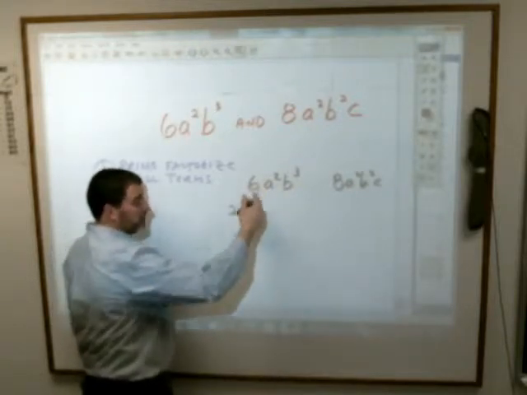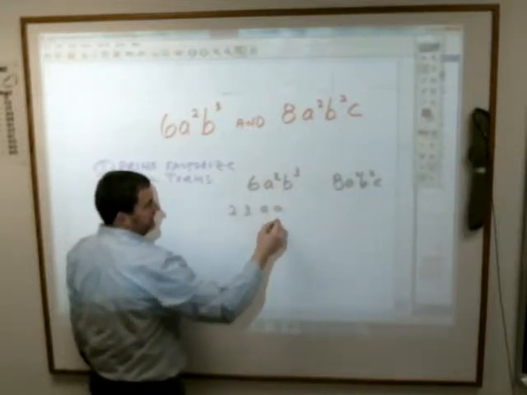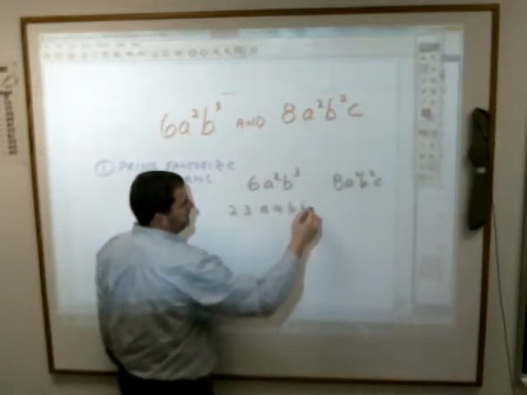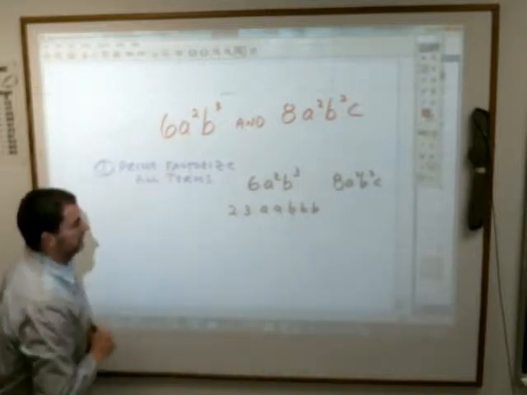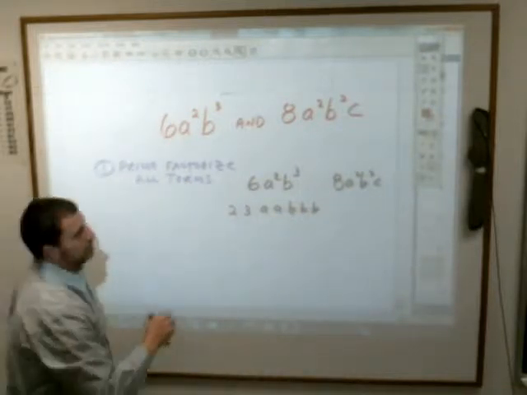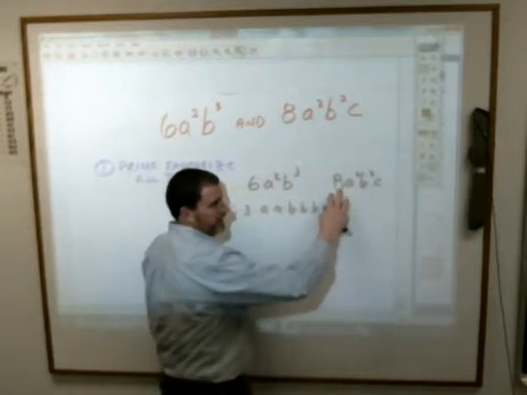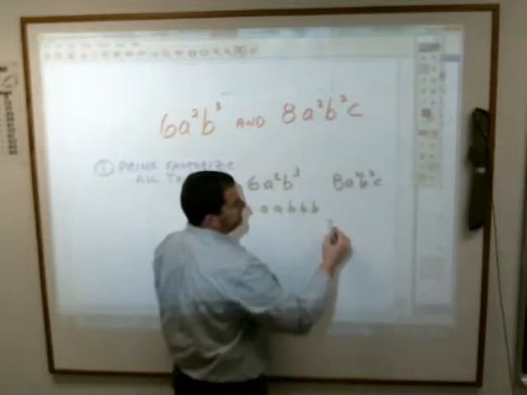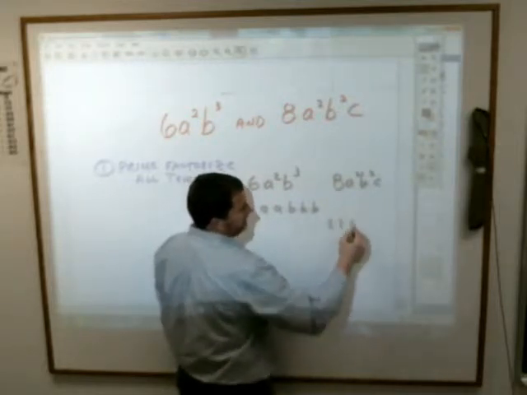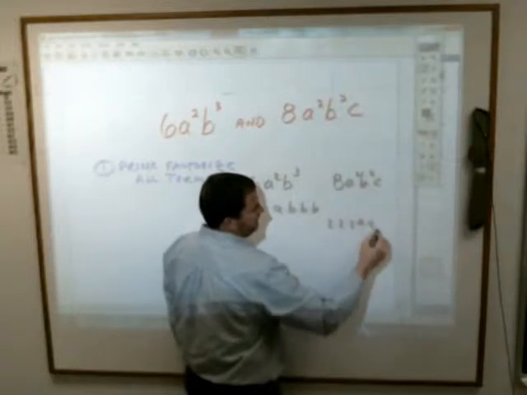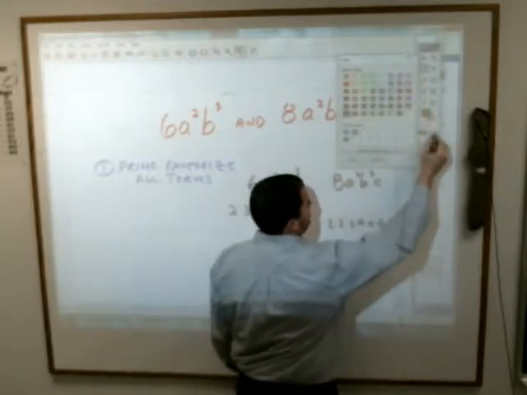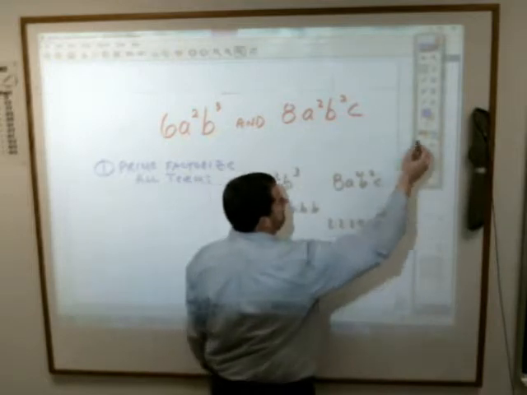If I prime factorize a squared, that just means you break it down into a times a. And if I prime factorize b cubed, I get b times b times b. You with me? Prime factorizing the other one, 8 breaks down into 2 times 2 times 2. A squared is still a times a. B squared is b times b. And then you have this c sitting over here. Stop me if you didn't catch that. I'm just breaking it down to its very simplest measurements there.